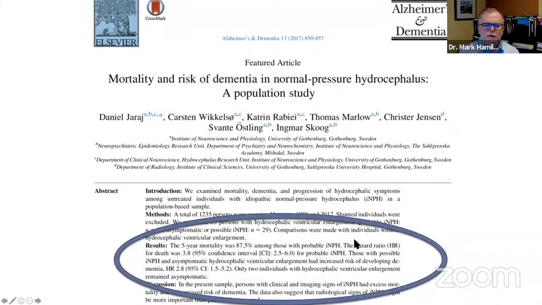There weren't large groups, but the group with probable iNPH, these are people who really were considered to have iNPH, but they didn't have shunt treatment. They had a high death rate, and so their hazard ratio for death was 3.8. And the group with possible iNPH, they had ventriculomegaly but were followed, had an increased risk of developing dementia. So something to be considered. Arrested hydrocephalus is seldom arrested. That's usually a progressive disease. And if you have a diagnosis of iNPH, it's going to be progressive and result in morbidity or mortality.